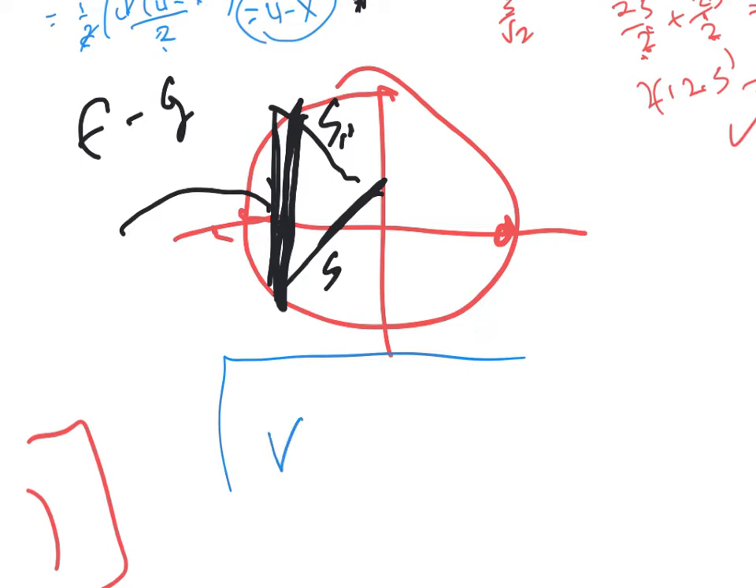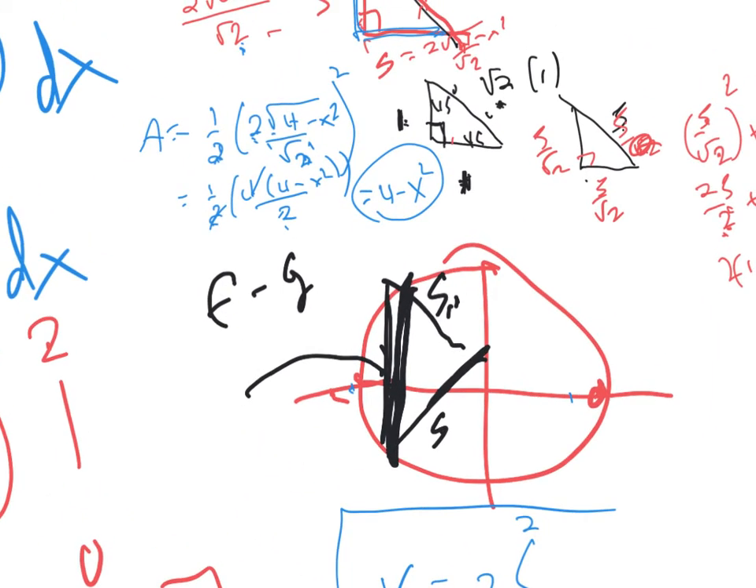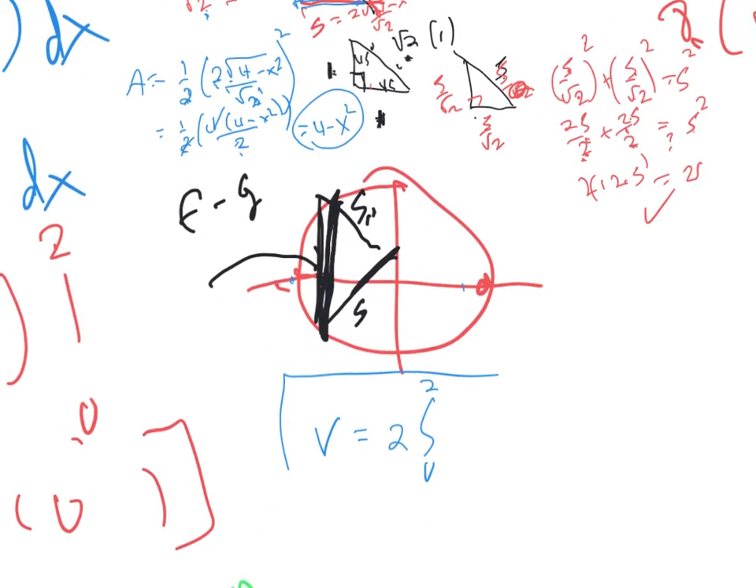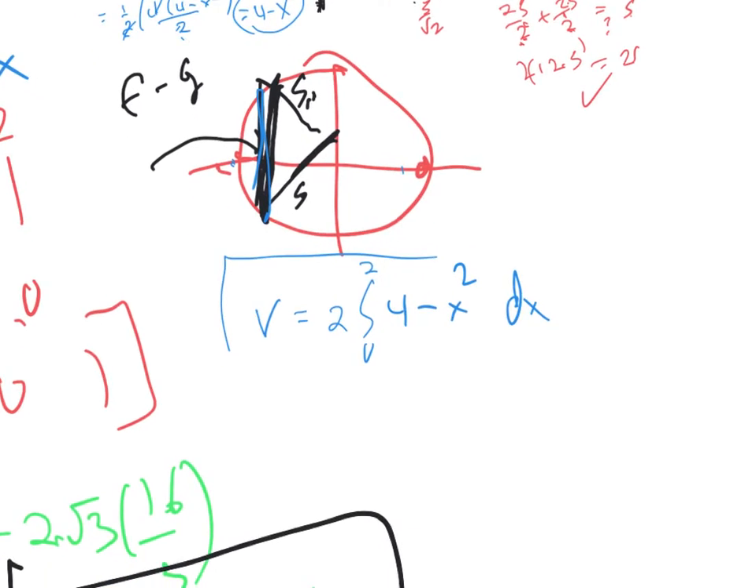Volume starts with negative 2 to 2, just like always. But I'm going to go 2 times 0 to 2. And I just got done doing the whole area formula. I hope it's correct. If it's wrong, I'm not doing it again. 4 minus x squared dx, because it has a thickness. This is too simple. I can't believe this is going to work.